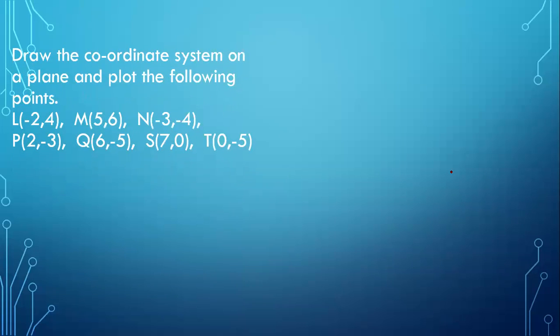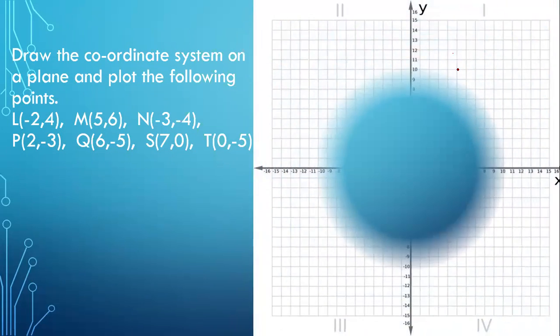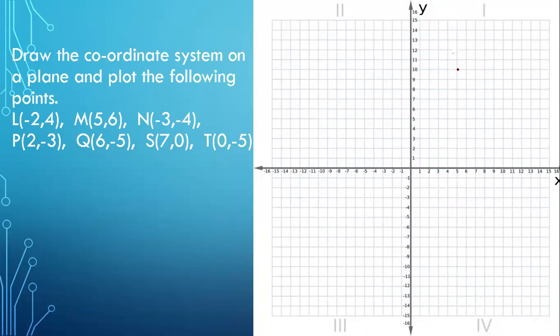Now let us solve one sum from our practice set 7.1. Draw the coordinate system on a plane and plot the following points. Okay, they have given us some points and we have to plot these points on the coordinate system. So the first step, draw the x-axis, y-axis, write all the numbers properly and then mark the origin.